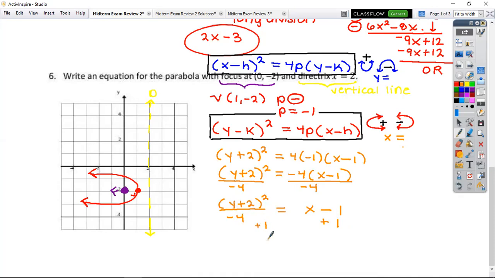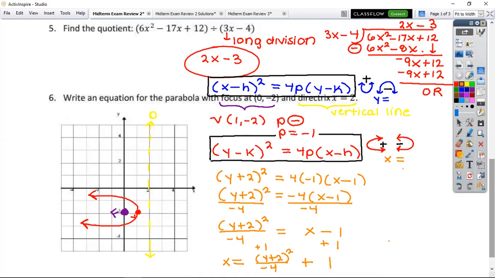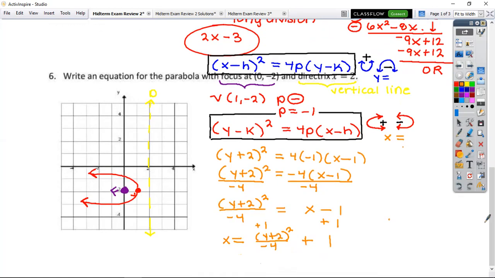So a final answer could be x is equal to (y + 2)² over the negative 4, plus the 1. Okay, so this is, oh, I'm sorry. This is one way that you could leave that final answer. So that's over that negative 4 right there. How do we feel on the problem now? A little bit better? Okay. A ton of details with that. Do you have what you needed on that? Okay, again, a lot of detail.